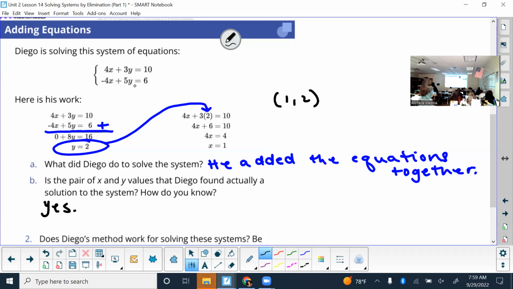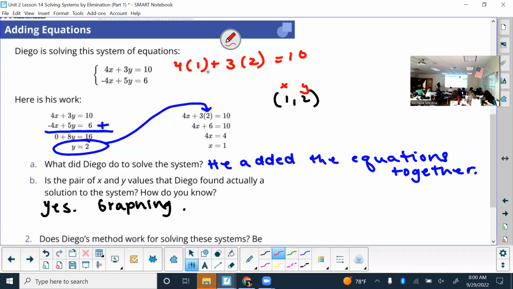Anyone plug these equations into Desmos and see where they cross? So you could have verified by graphing. How else could you verify? Like by doing the substitution method or by plugging the x and y in? Good, because if these are the solutions, they would produce equivalent stuff on each side of the equal sign. So like 4 times 1 plus 3 times 2 equals 10, is that right?